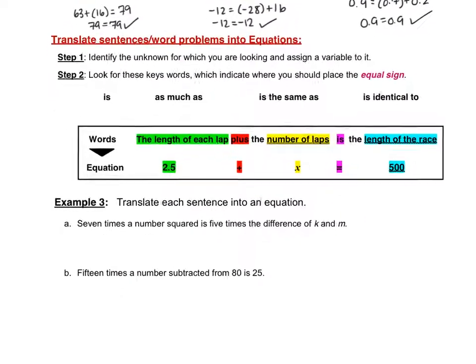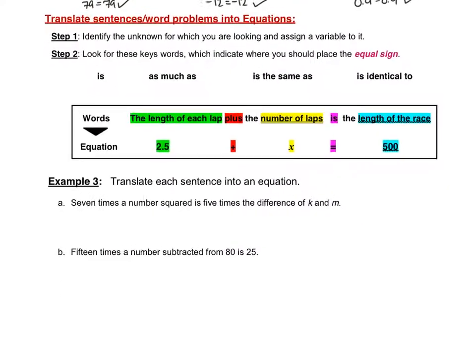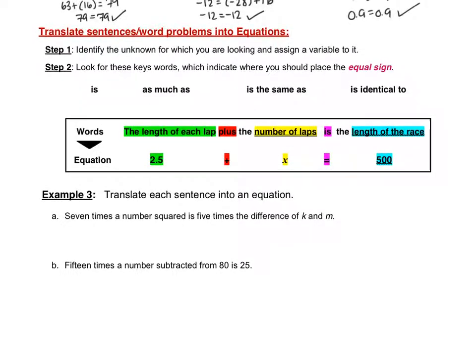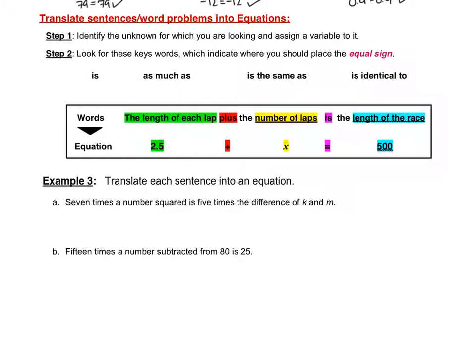And now translating equations. So the difference is that we're going to have the word is somewhere because that's an equal sign. So let's look and see. Example 3a, 7 times a number squared. So 7 times a number, we'll call it n, squared, is, so equals 5 times the difference of k and m.